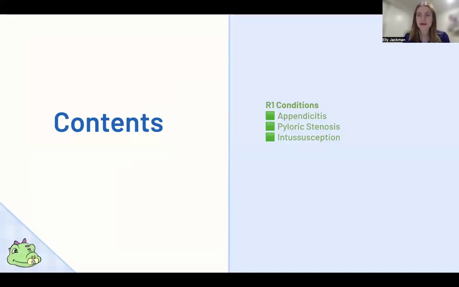Just a disclaimer before we get started. I've adapted these slides from the 2024 MUPPITS Ped Surg revision lecture, as well as adding some information from the RCH guidelines for each of these conditions, which I would highly recommend for your revision for exams, along with the MUPPITS summary sheets, which I would also highly recommend, and my own personal notes.